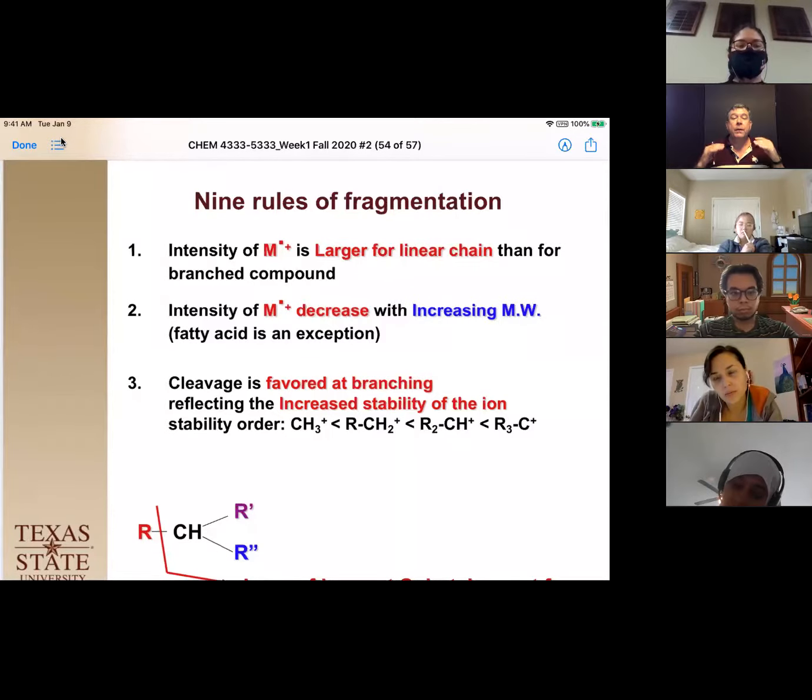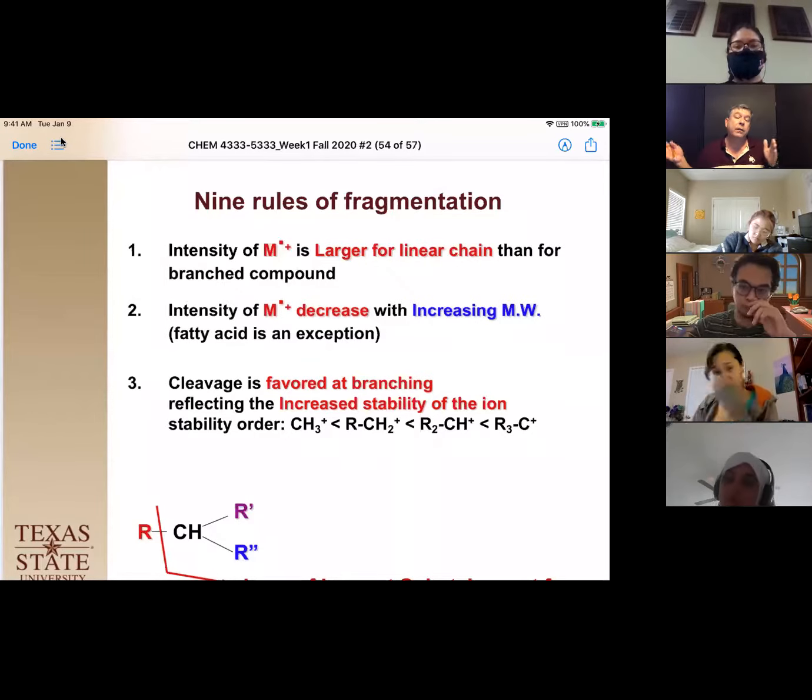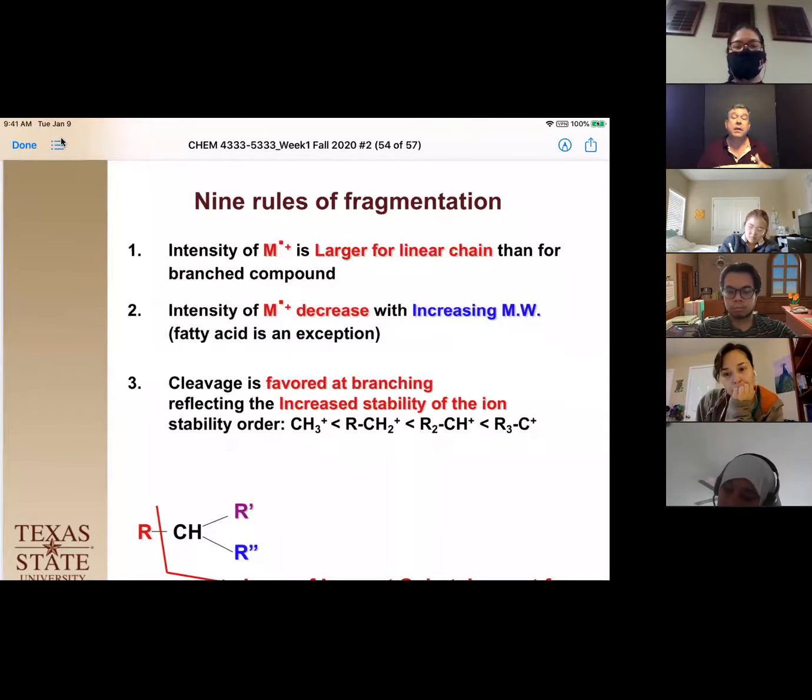The reason the intensity decreases with increasing molecular weight is it's harder and harder to get the entire ionized fragment all the way through the analyzer. So as your molecular weights get smaller, you're more likely to see that molecular ion peak. As molecular weights get higher, more than 200, that peak is going to decrease in intensity, and you'll see it less and less. Sometimes you'll barely see that molecular ion peak at all in things above 400.